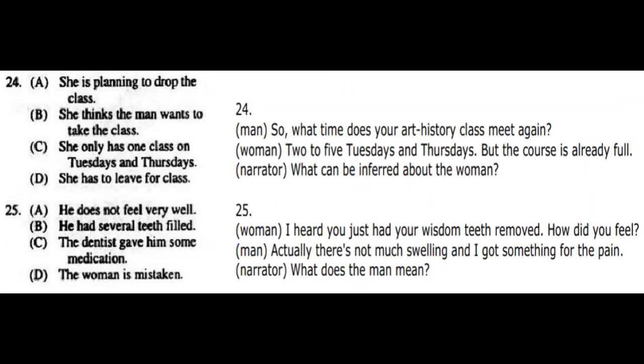Number 24. So, what time does your art history class meet again? 2 to 5 Tuesdays and Thursdays, but the course is already full. What can be inferred about the woman?